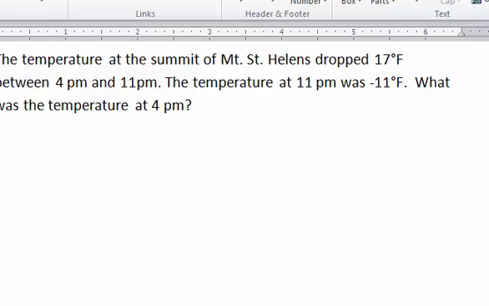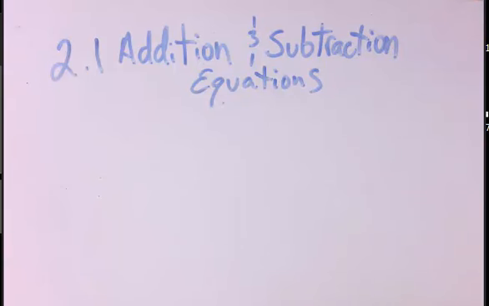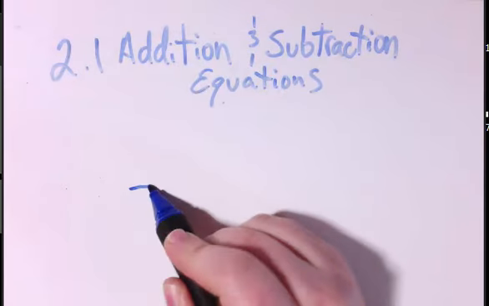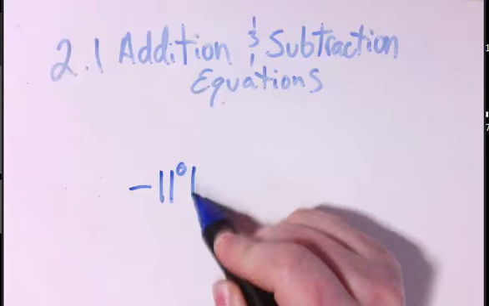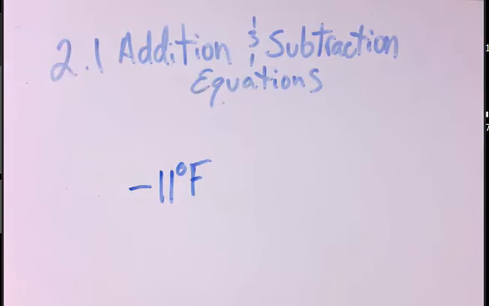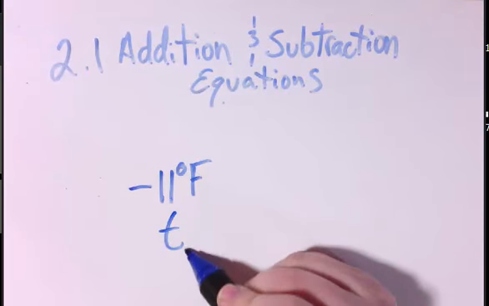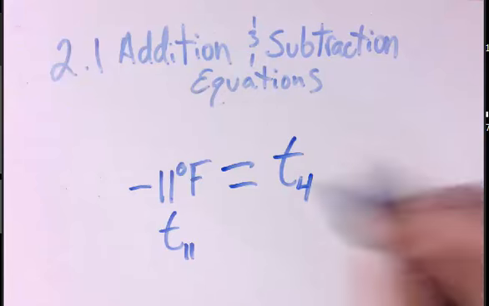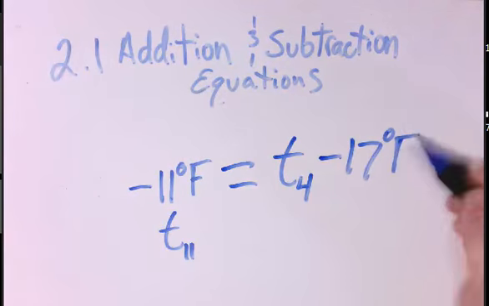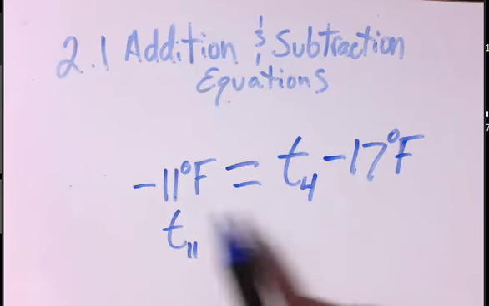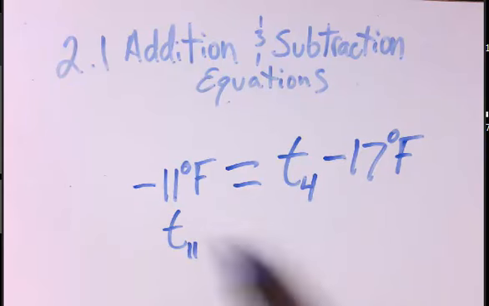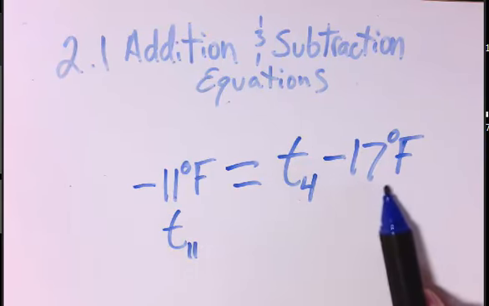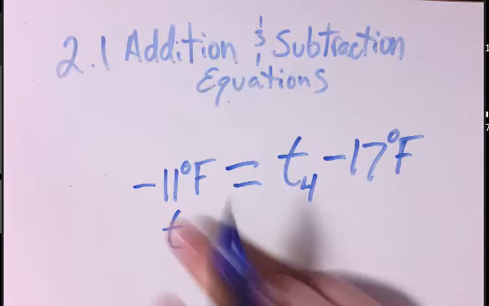Alright, so we want to know our starting temperature, and we know our ending temperature, and we know how far it dropped. So we know our ending temperature is negative 11 degrees Fahrenheit, and that was our temperature at 11. And we know it dropped from our temperature at 4 minus 17 degrees Fahrenheit. So we have our ending temperature, and we got that temperature by taking our starting temperature and subtracting 17 degrees, because we are told that it dropped 17 degrees Fahrenheit. So now we can solve for T4 here.